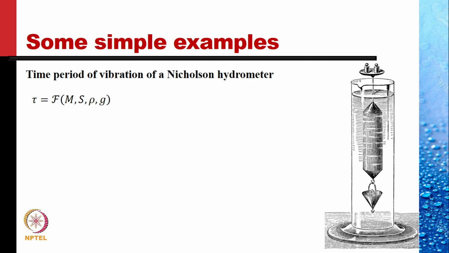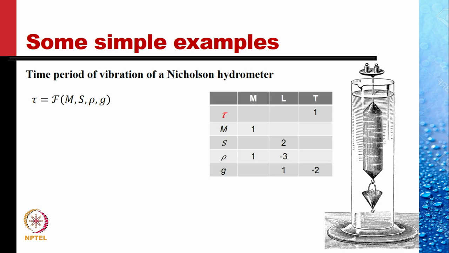This oscillated, not something that he wanted it to do, but it did oscillate when he put it in a liquid. The time period of vibrations of the Nicholson hydrometer is given as a function of the mass m of the hydrometer, the S, the cross-sectional area of the neck where the free surface of the liquid is, rho, the density of the liquid that is there in the jar, and G, the acceleration due to gravity. So the value of N is 4.